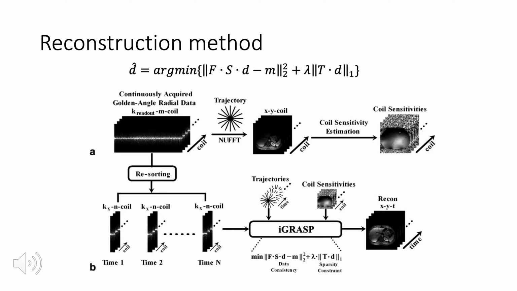After getting this coil sensitivity, they perform a resorting process on the continuously acquired golden angle radial data, so they are sorted in the order of time frame. And then those sorted k-space data are fit into the iGrasp pipeline. The equation is shown above the figure.